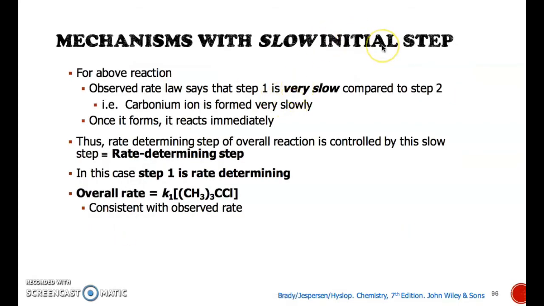Mechanism with slow initial step. For the above reaction, the observed rate law says that step 1 is very slow compared to step 2. Thus, the rate determining step of the overall reaction is controlled by this slow step. So this is the rate determining step. In this case, step 1 is rate determining, so this is the overall rate.